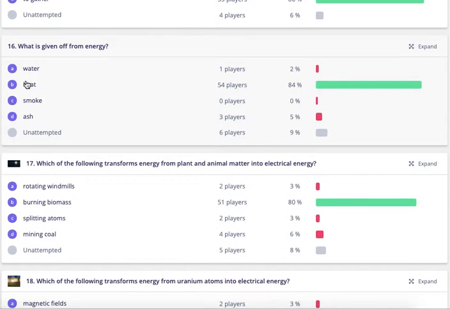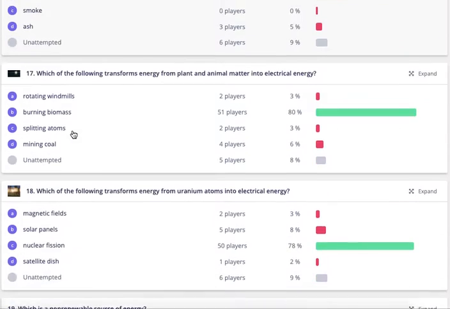What is given off from energy? Heat. We talked about this with the second law of thermodynamics. Most electricity generation comes from heating up water and using that steam to spin a turbine. But no matter what your energy source is, heat is the result.